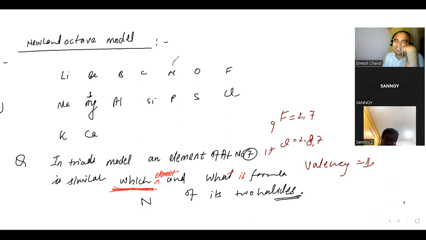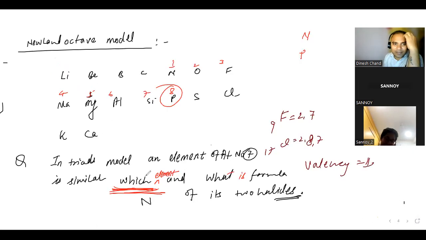No. Simple. See, this is the one now: 2, 3, 4, 5, 6, 7, 8th. So phosphorus is 8th. Yes or no? Yes, sir. So they are saying similar to which element? Nitrogen is similar to phosphorus. Yes or no? Yes, sir. Sir, but you have given in the question the triad model, sir. You are doing by the octave model. Sorry, octave model. I am extremely sorry, mistake.